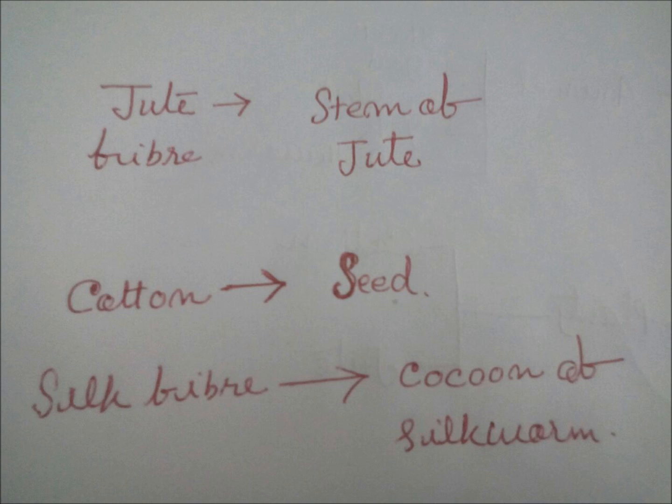Then another important thing to remember from this chapter: which of the following is a source of which fiber? Don't be confused. Jute fiber is derived from the stem of jute. Cotton fiber is derived from the seed of cotton. Silk fiber is derived from the cocoon of the silkworm. Jute fiber, stem of jute; cotton fiber, seed of cotton; and silk fiber, cocoon of silkworm.